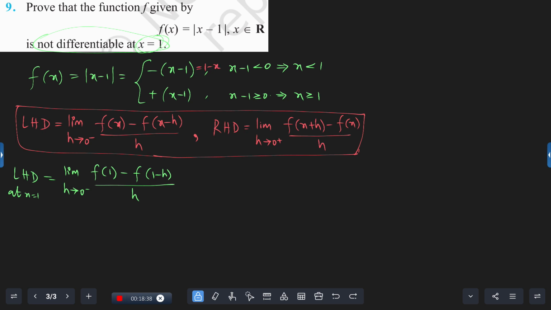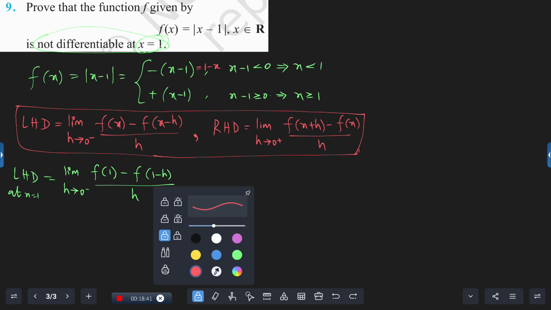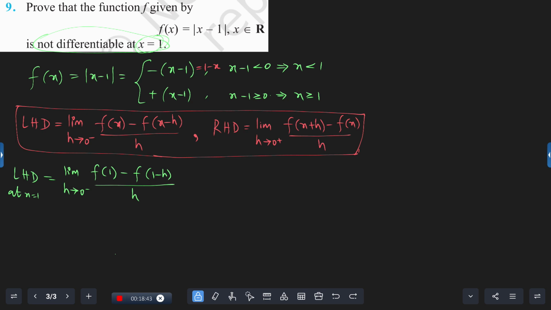1 minus x, also you can write minus, if you multiply inside, you can write 1 minus x. Now you can apply this. So that limit x tends to 0 minus f of 1, here you want to apply 1. In the question you want to apply 1.